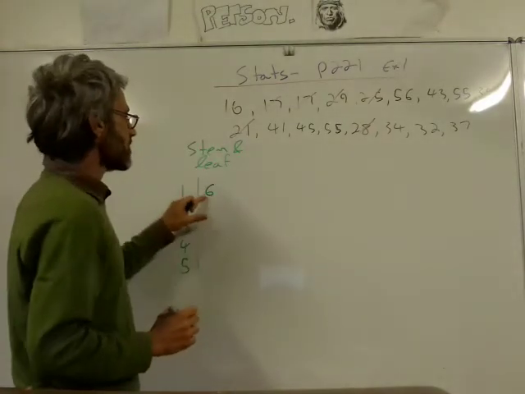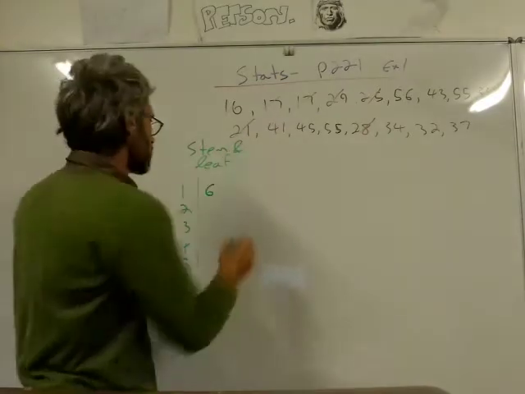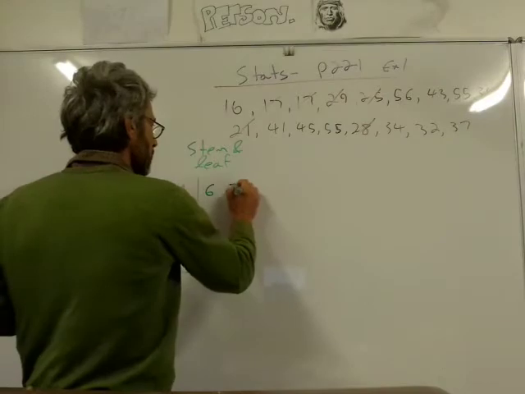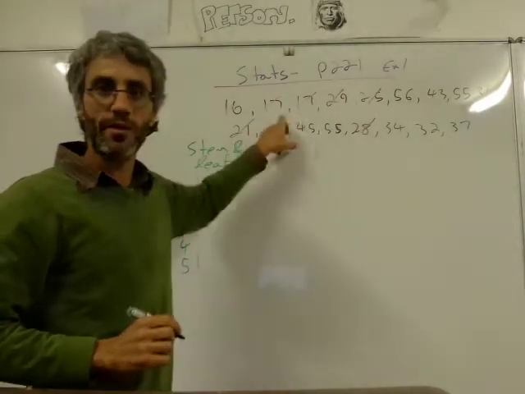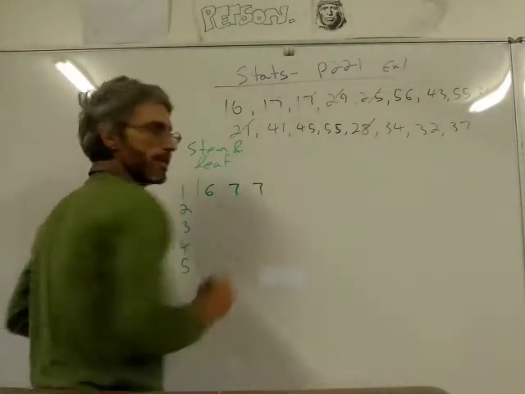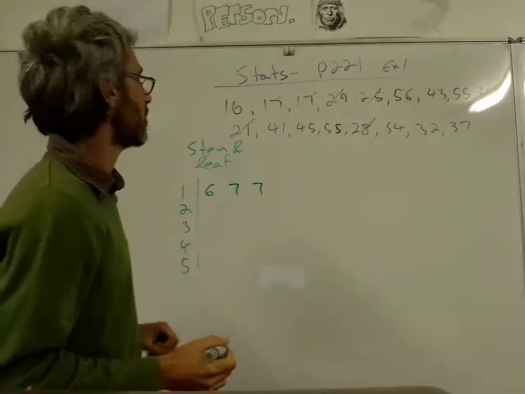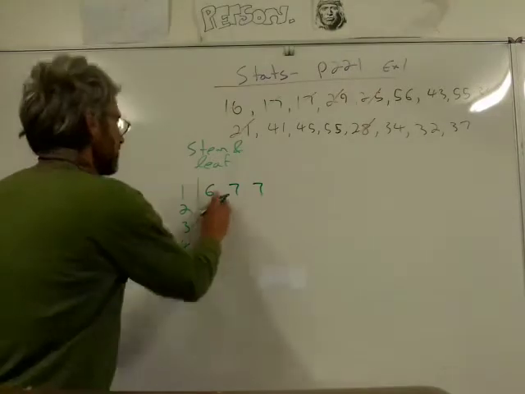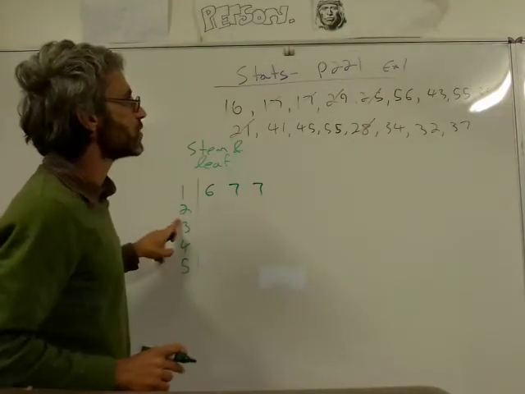Now after 16, I've got 17, so I'm going to write a comma. Actually, we don't even need the comma. You can, but you don't have to. You write 7. Now, because I've got two 17s, I'm going to write the 7 twice, just to show that it repeats itself. Do I have any 18? No. 19? No. Now, moving to the 20s, which one is the lowest 20?